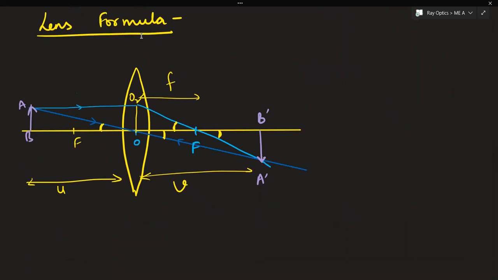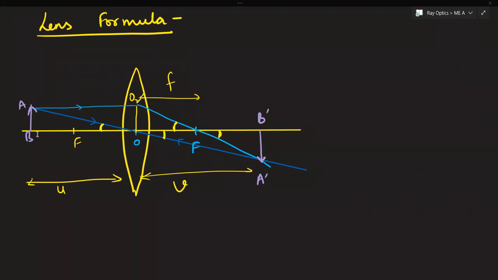Now the derivation of the lens formula is not difficult. It is similar to what we have derived for the mirrors. I have told you the formula when we were discussing the lens maker formula, that in one part 1 by v minus 1 by u got utilized, and that was simply the lens formula. Now see, in the derivation, what do we do?